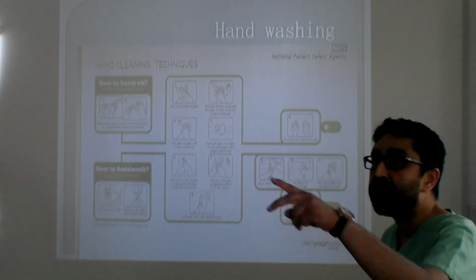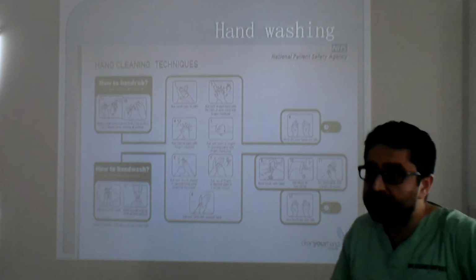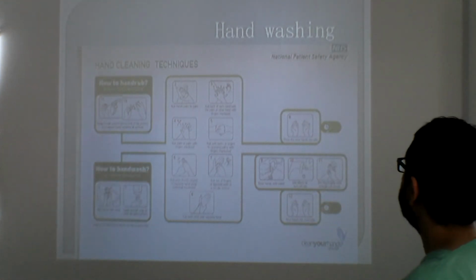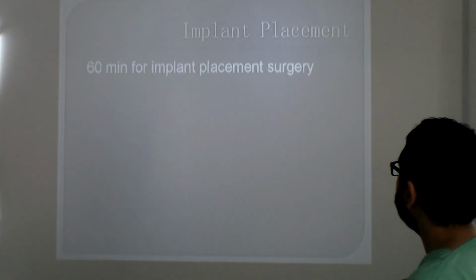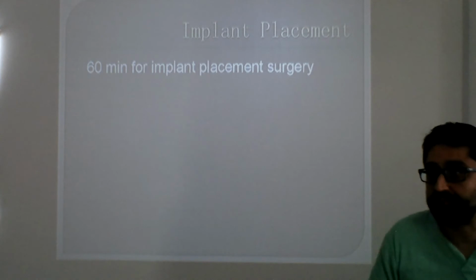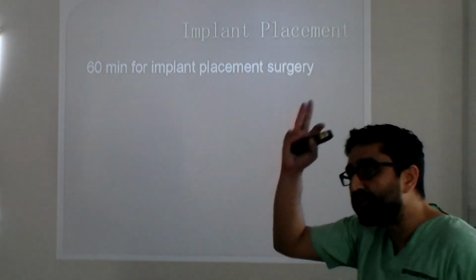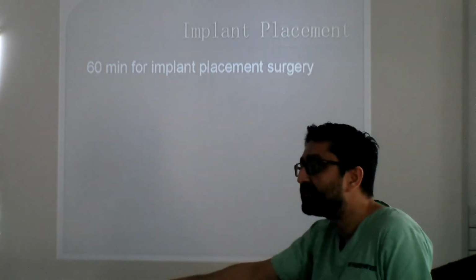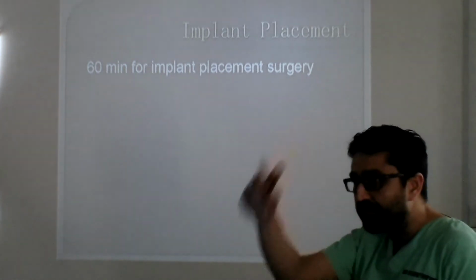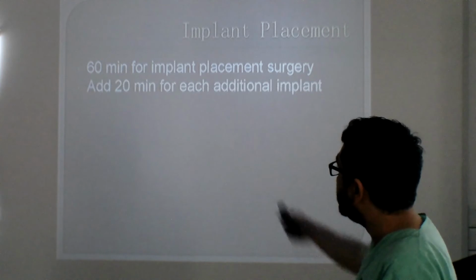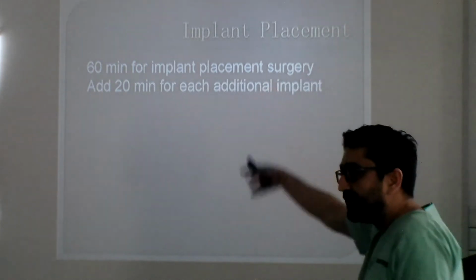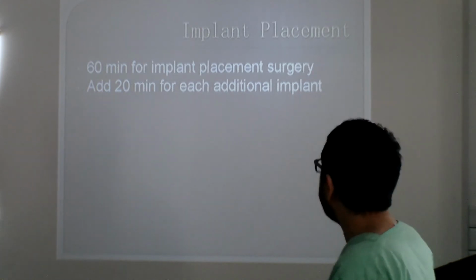We're going to tell you how to scrub in here. So 30 minutes for surgery prep, 60 minutes for implant placement time. So 90 minutes for one implant. And then 20 minutes for each implant further. So if you've got 2 implants, 20 minutes, 20 minutes, 20 minutes.